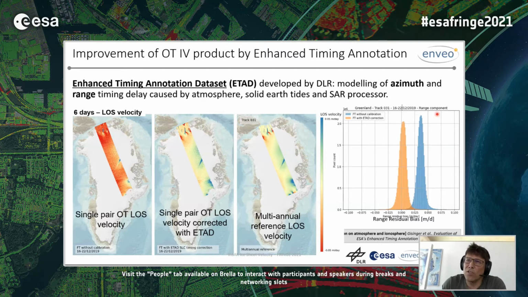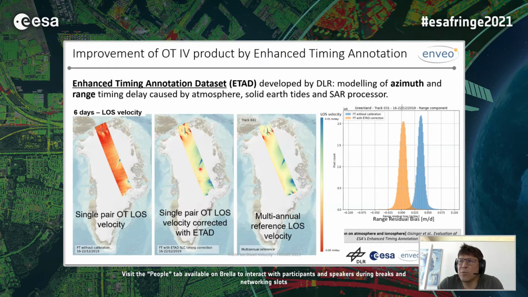I just show one example here over Greenland, a long data track. On the left side, you see the output of the offset tracking in line of sight only, which shows obviously a quite significant bias and needs to be calibrated. When we use this with the annotation of the ETAT product, this bias is automatically reduced on a pixel by pixel basis.